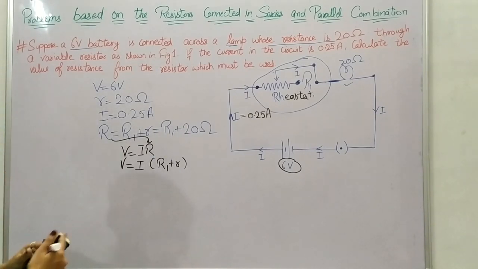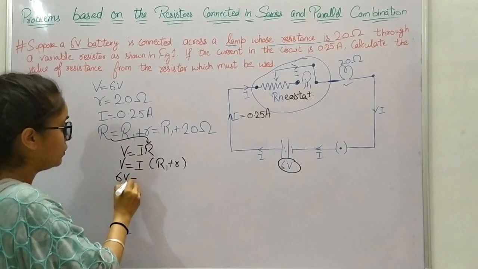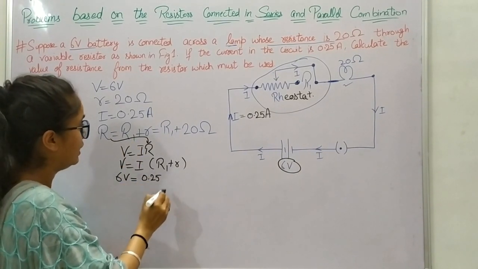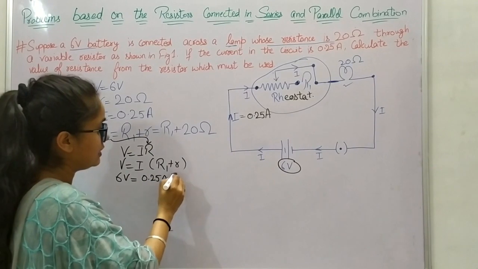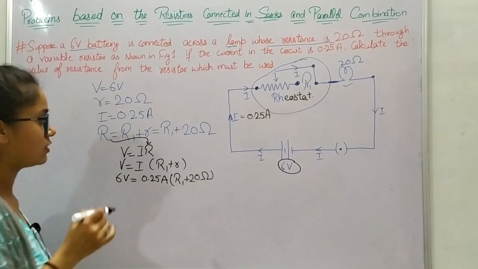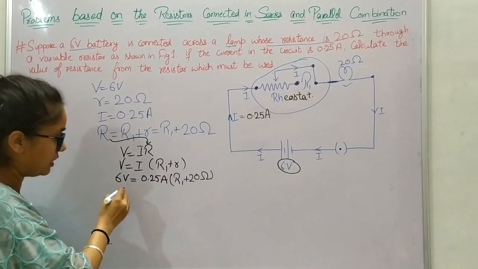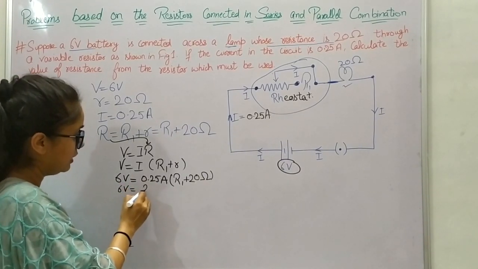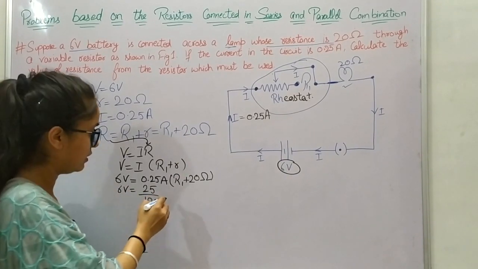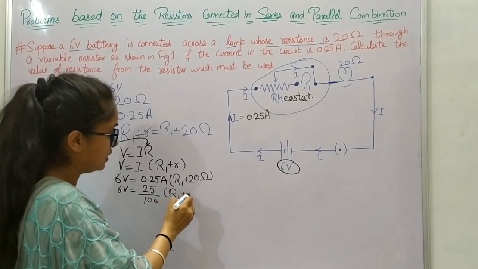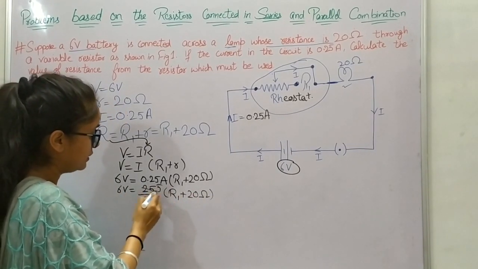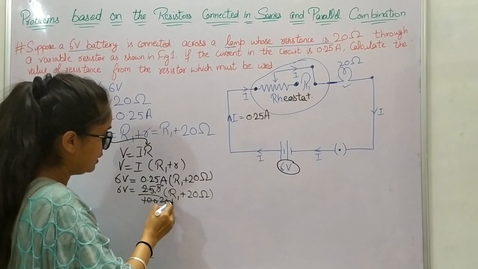What is the value of V? It is 6 volt. What is the value of I? It is 0.25 ampere. It is R1 plus 20 ohm, right? Now we are going to solve it. Let us write it as 6 equals 25 upon 100 times R1 plus 20 ohm. You can write it like this. We are going to solve it here.